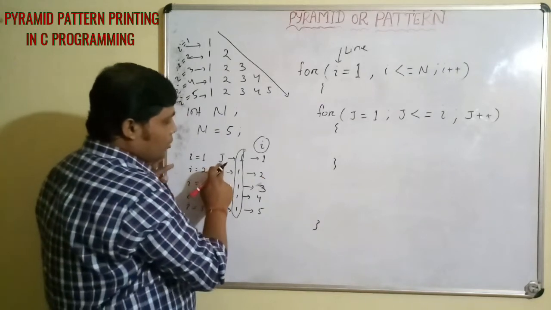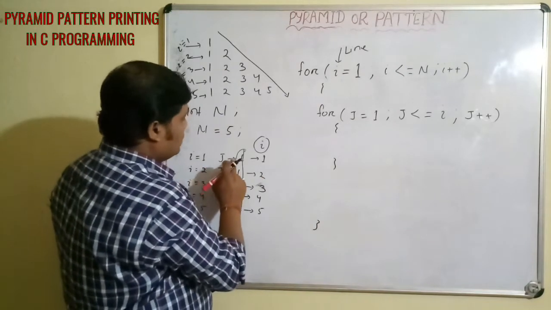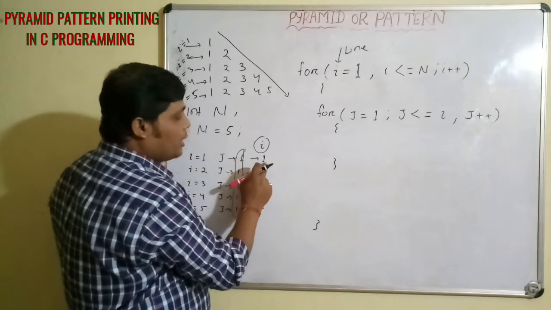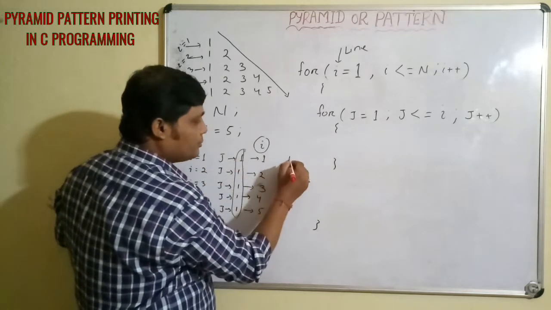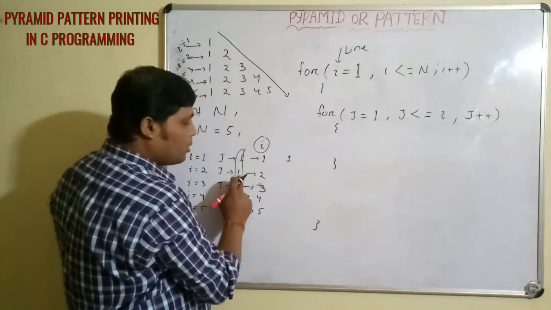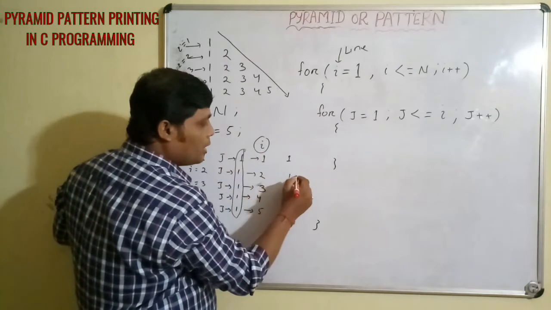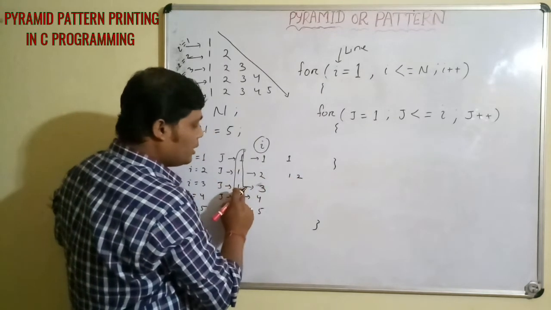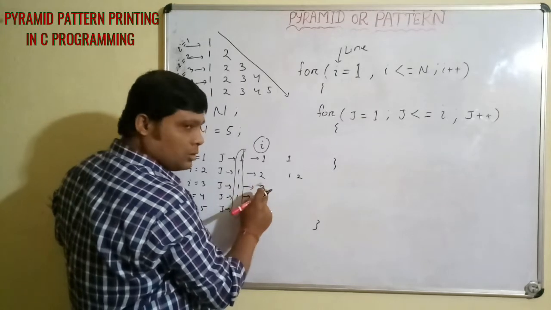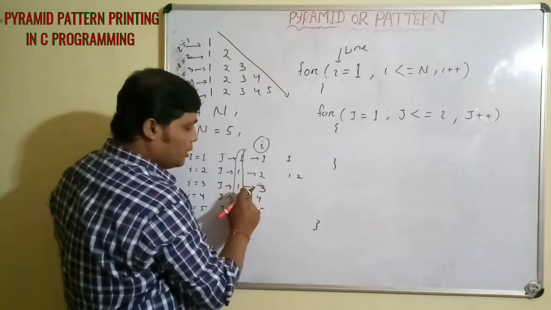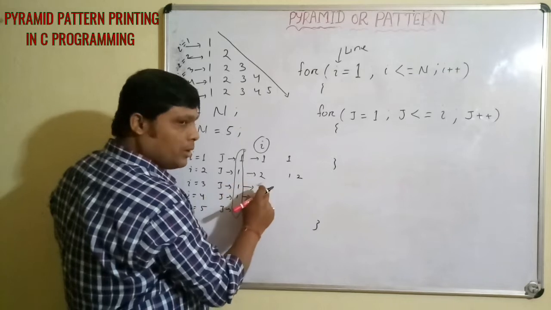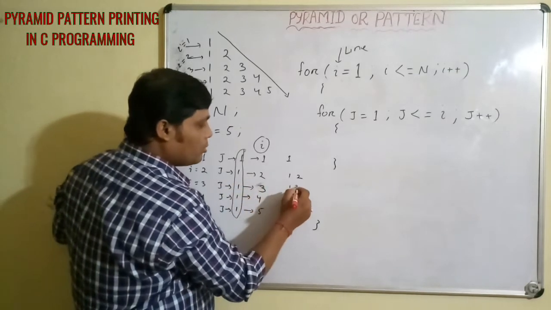Just see. When the J loop will continue for 1 and 1, it will print 1. When the J loop will continue for 1 and 2, it will print 1 and 2. When the J loop will continue for 1, 2, 3, it will continue for 1 value, 2 value, 3 value. So it will print 1, 2, 3.